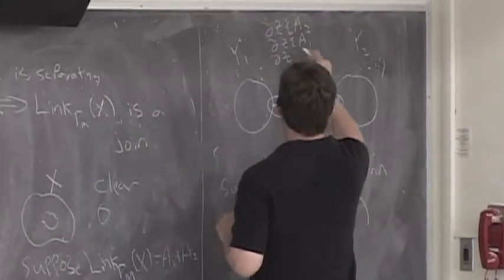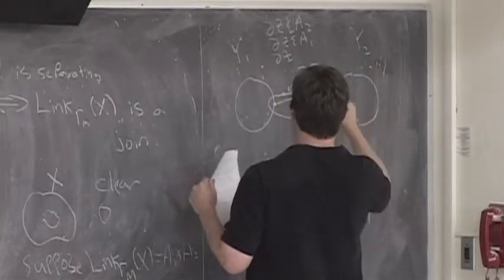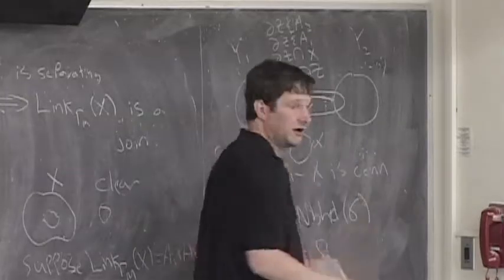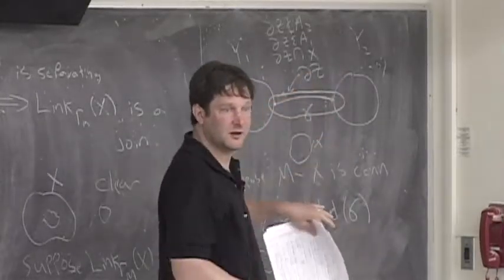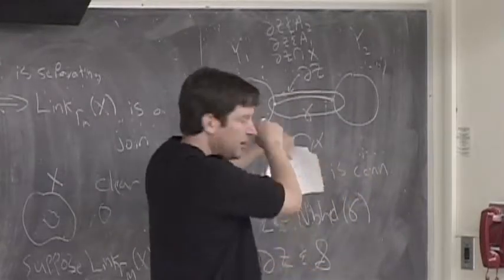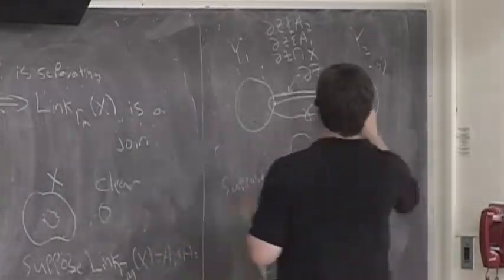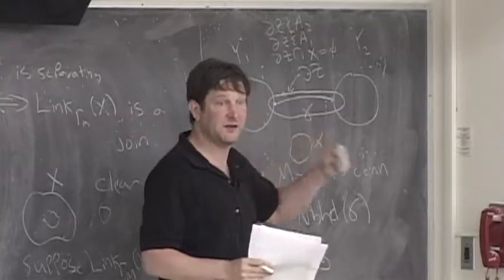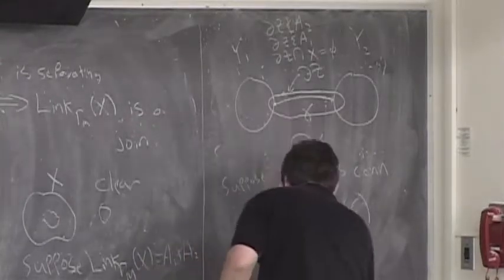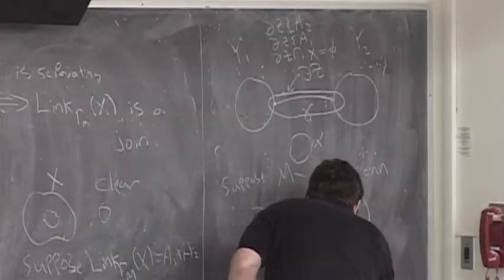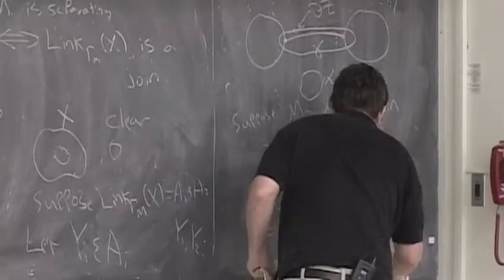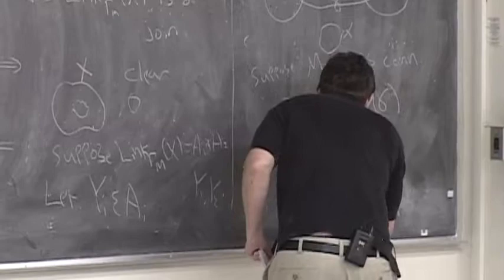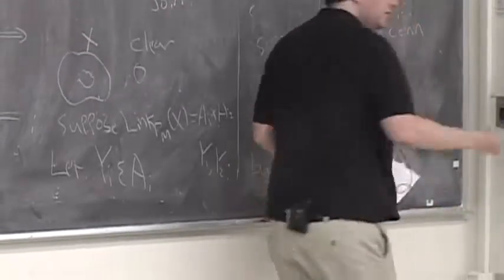But boundary Z is disjoint from X, because you can make it disjoint. Where's X in this picture? Oh yeah, all these were in the same component. X is down here. No, it's connected. M minus X is connected, so you can make all this disjoint from X. So boundary Z intersect X is empty. So you're in the link, but you're not in A1 or A2. So boundary Z is in the link of X, but boundary Z is not in the join of A1 and A2. So that's a contradiction.